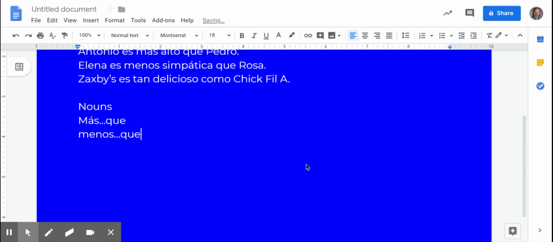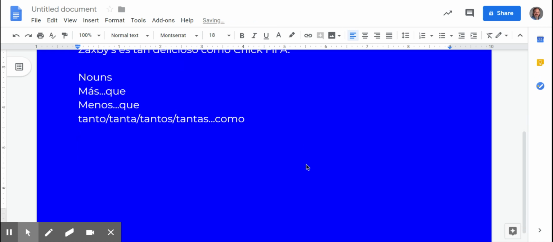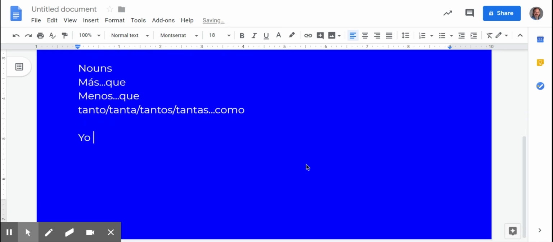But now instead of tan como, you're going to use tanto or tanta or tantos or tantas como. You're going to make that agree with whatever it is that you have more or less of. We'll do that one in a second. Here's your first example. Okay. So yo tengo más zapatos que tú. I have more shoes than you have. Okay, no big deal there. Zapatos, más doesn't have to agree with anything.